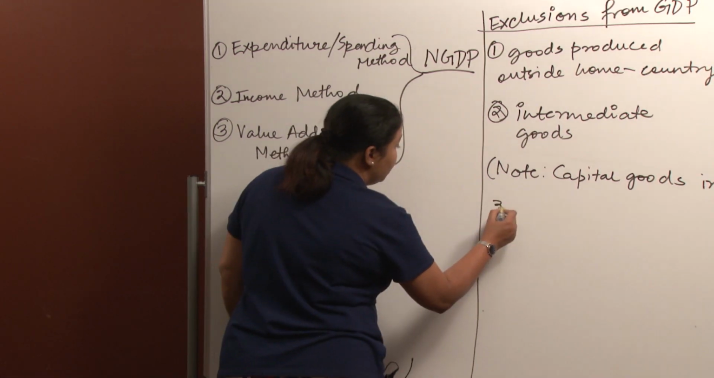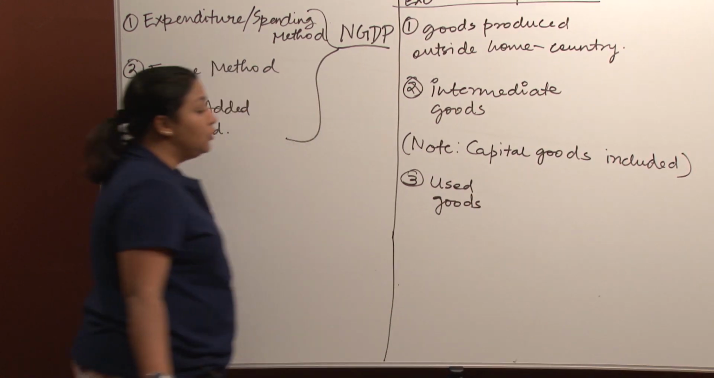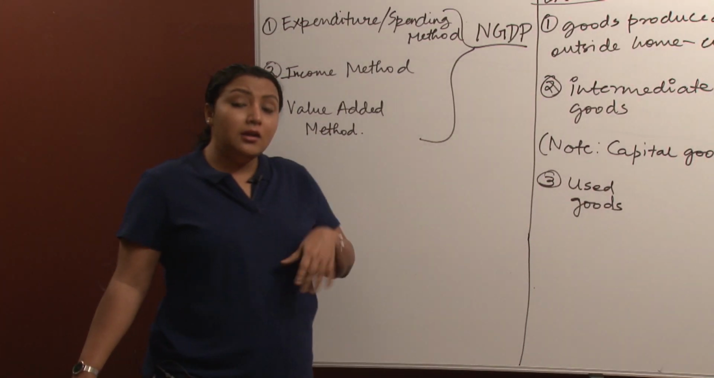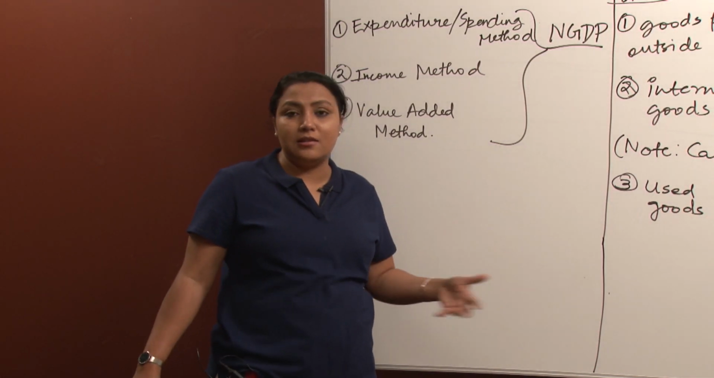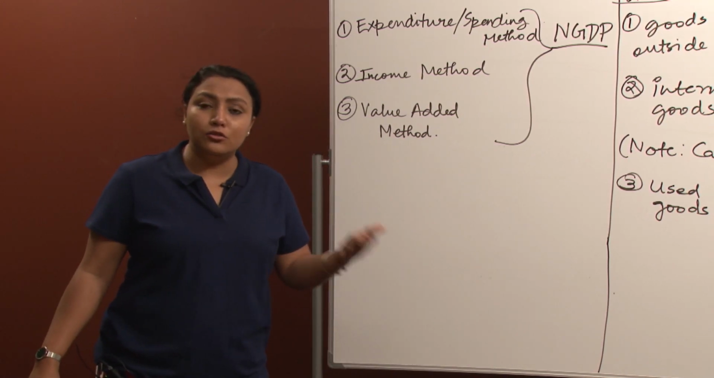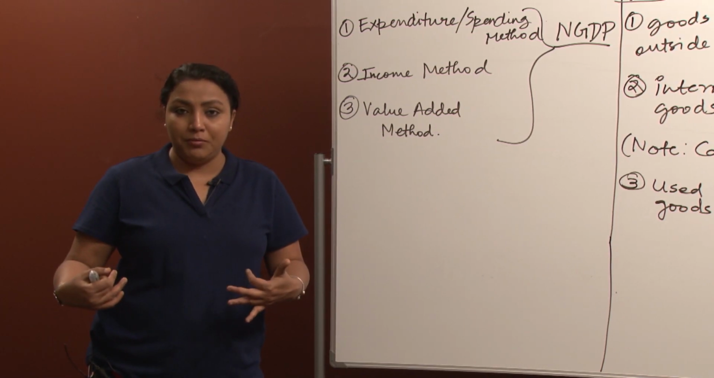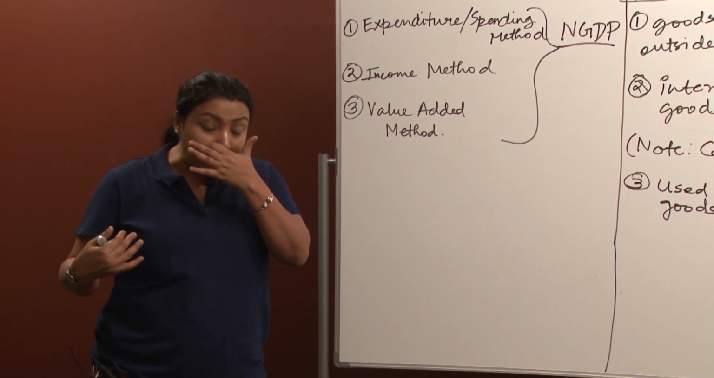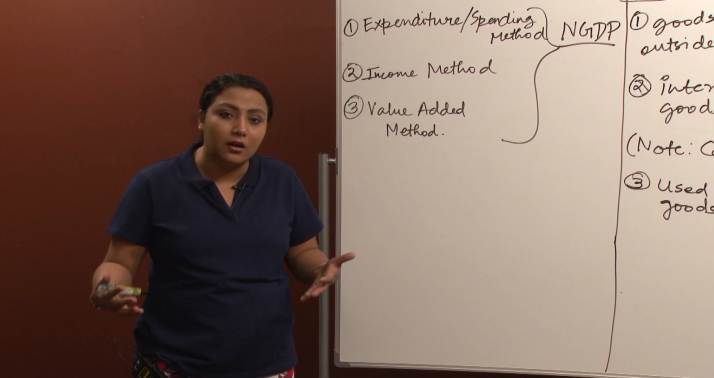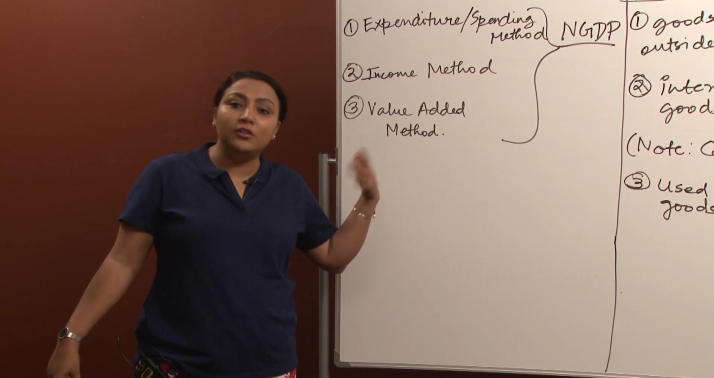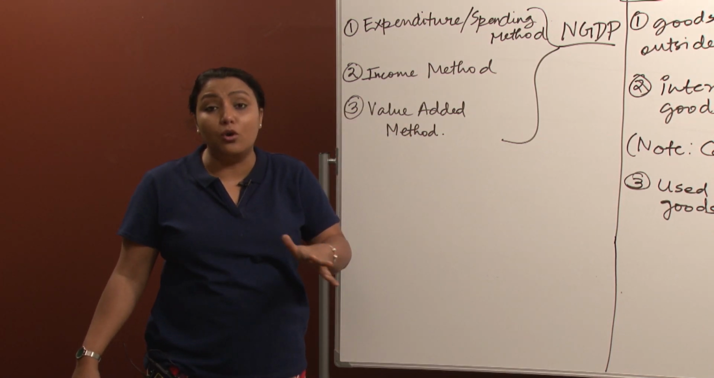The third exclusion from GDP are used goods. The used goods are not included in GDP. The reason being that once again, if you concentrate on the definition of GDP, it says it is the total value of all final goods and services produced within the borders of a country during this accounting period, right? During this year. The accounting period is usually 1 year. So GDP is only looking at the production of the current year, not the value of production in some other year. And the used goods are goods that were produced in another year and it's just being sold right now, right?